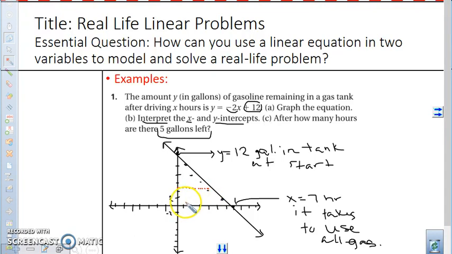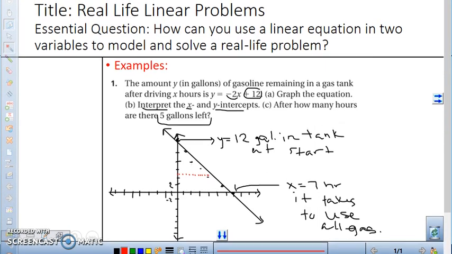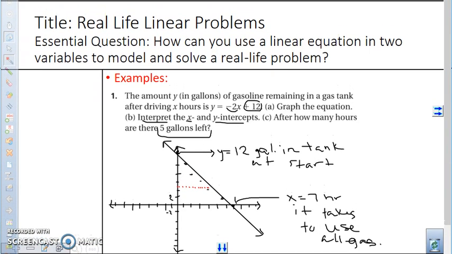And it's going to be in between 1, 2, 3, 4, and 5. So for part C, I'm going to say in between 4 and 5 hours. Oops, sorry. 4 and 5 hours. Part C.